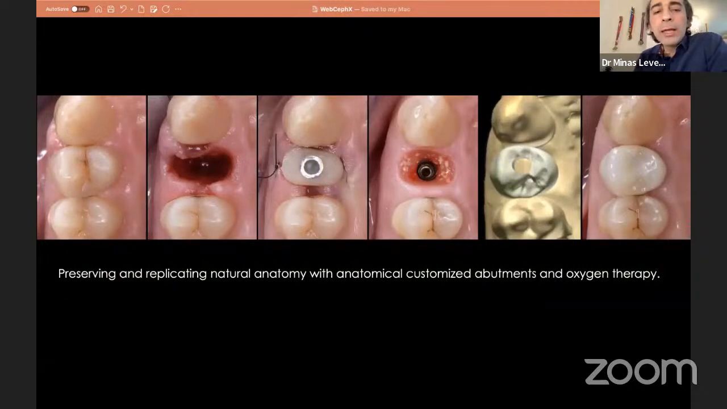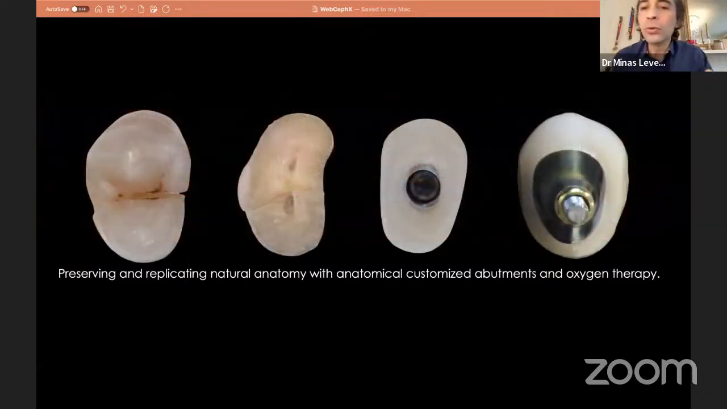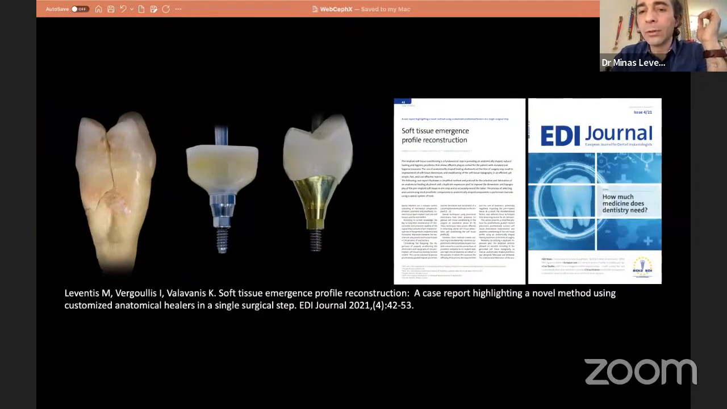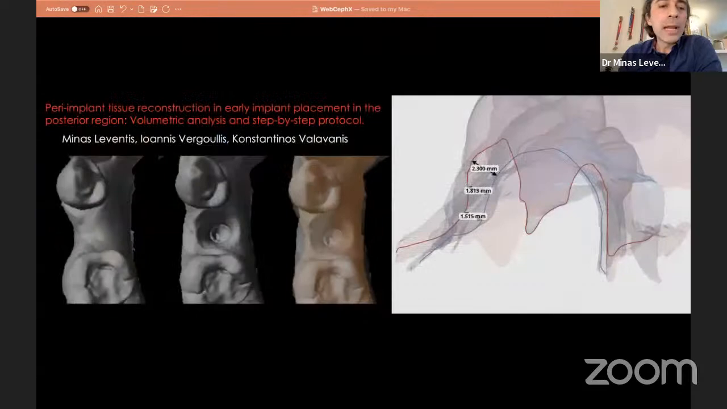So we try, and I suggest to be less invasive during our everyday practice, to use synthetic materials, customized abutments, minimally invasive protocols to get predictable and successful results. All this is also published, and I will give you all the links to download the papers, how you can apply such methods in your everyday practice.